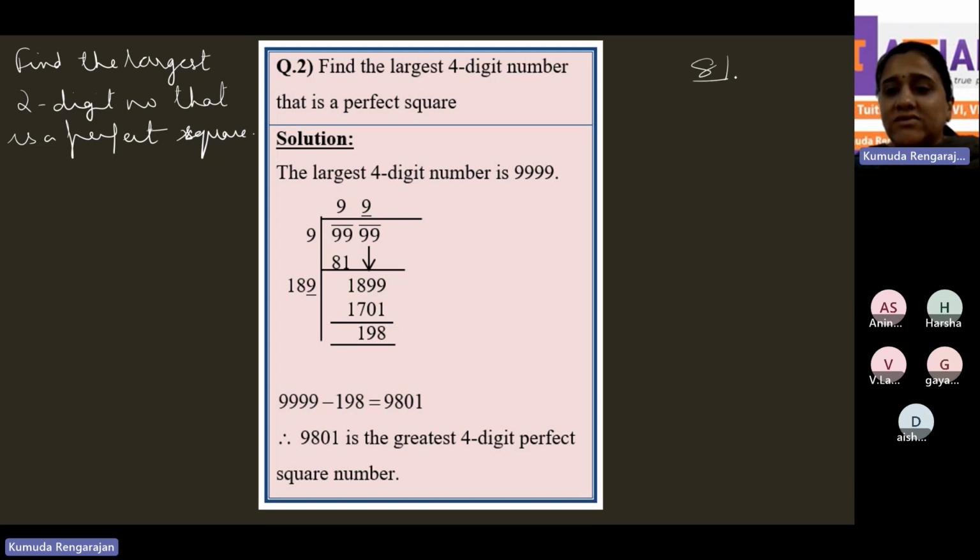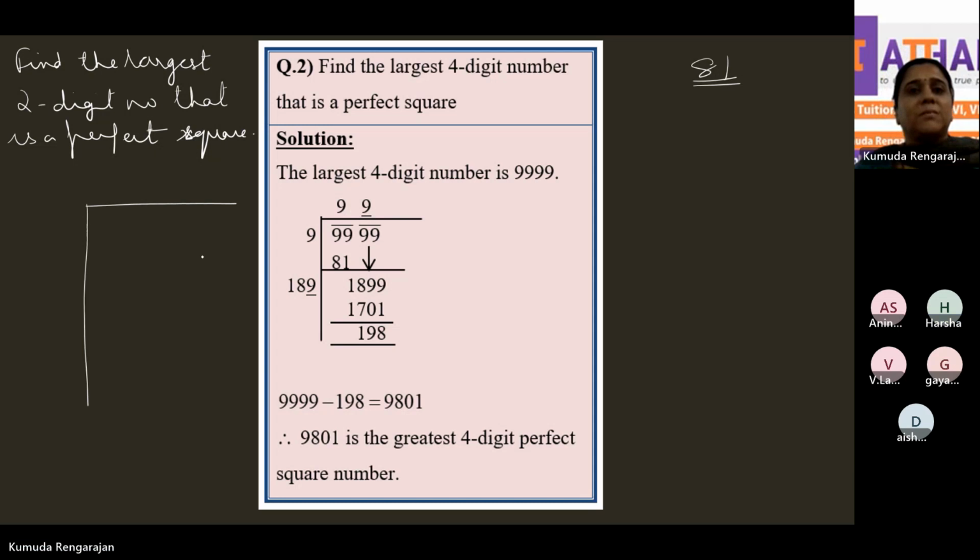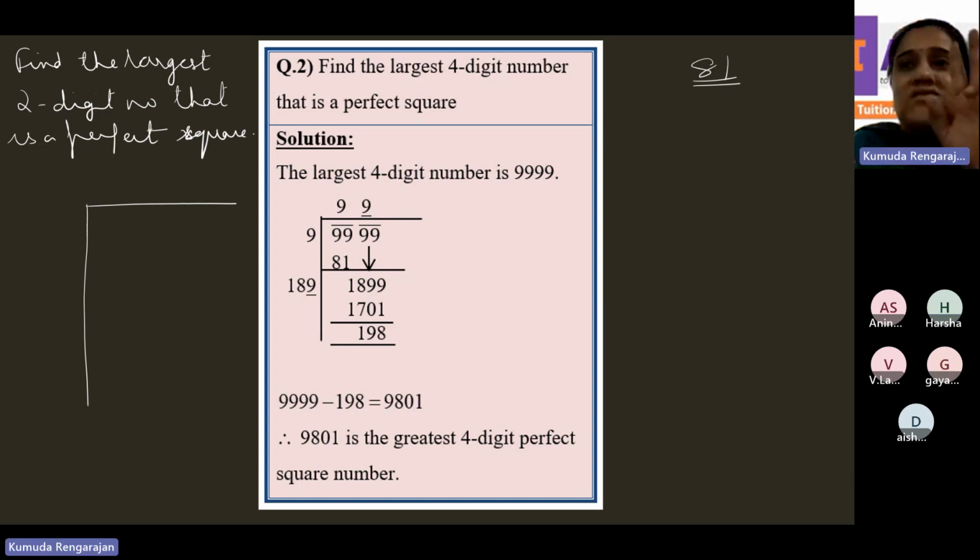Now, how do we get this answer 81? We know that 81 is the largest 2-digit number which is a perfect square. To get this answer, first take up the largest 2-digit number. You need to find the largest 2-digit number which is a perfect square, but leave that phrase, perfect square, for now.